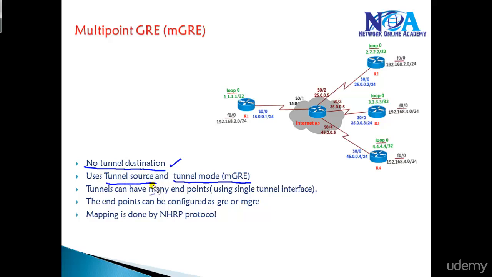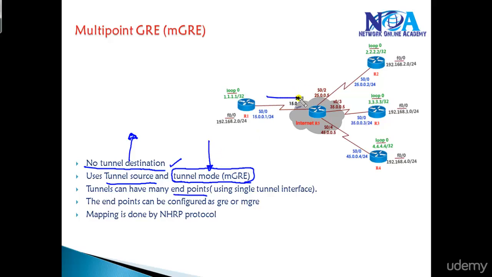So we'll be having a tunnel source and tunnel mode commands. More on this, we'll get into when we see the actual configurations in the command line. Now a tunnel can have multiple endpoints. That's what it means here. So whenever we configure tunnel mode GRE, instead of using the tunnel destination, your tunnel will have multiple endpoints.